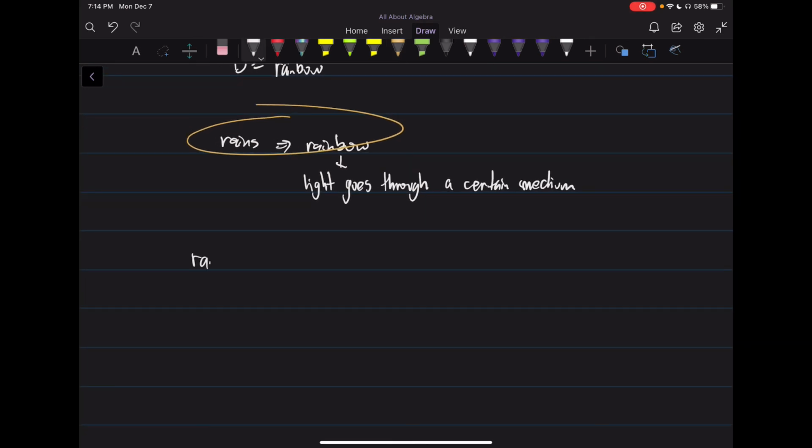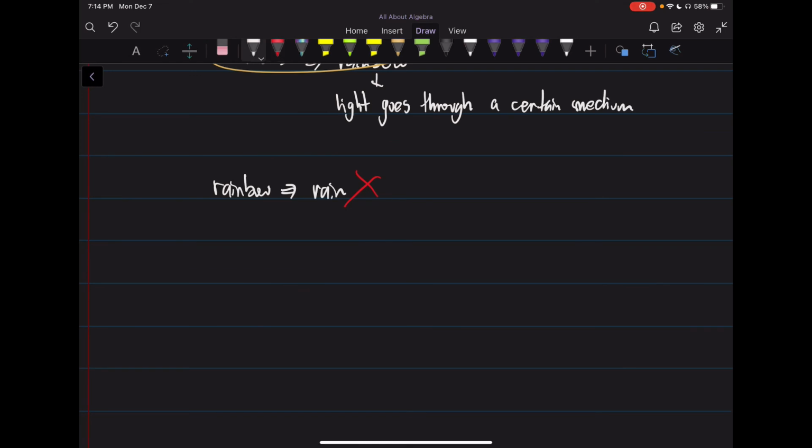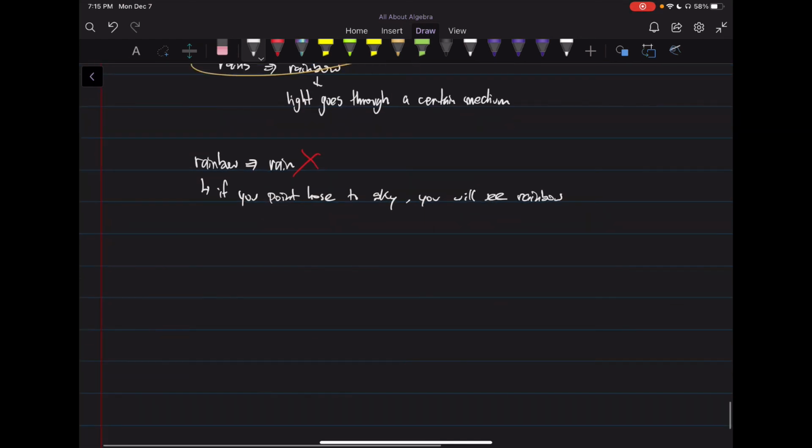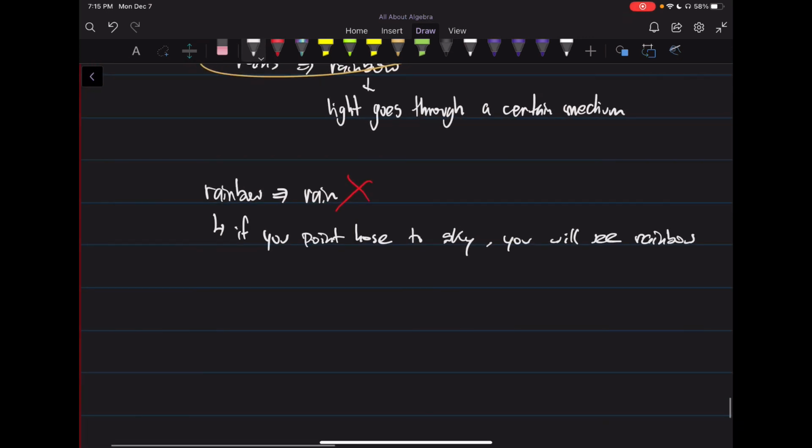Now, is it the same backwards? Does a rainbow always imply rain? And I would like to say no. Why? Because if you point a hose to the sky, you will see a rainbow. Does that mean that it rained? No, it does not mean that it rained. It meant that there was presence of water and the presence of light, but that does not imply rain. So we know that this is indeed false in that situation.